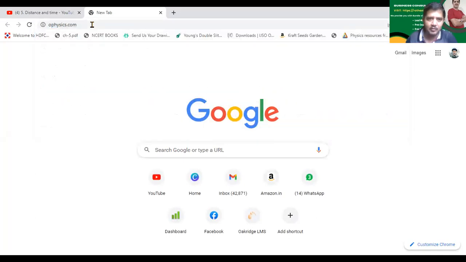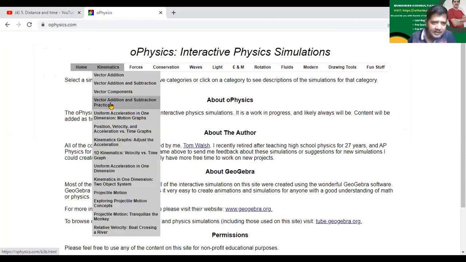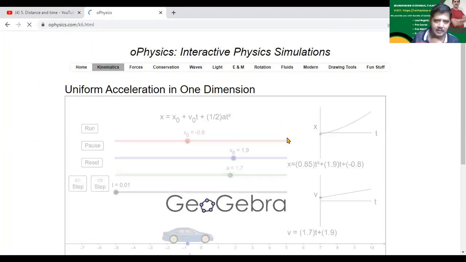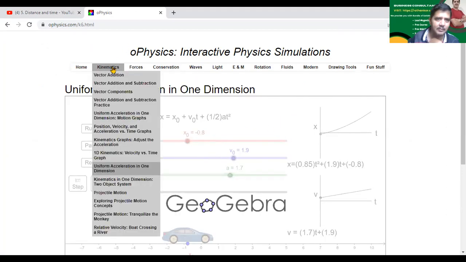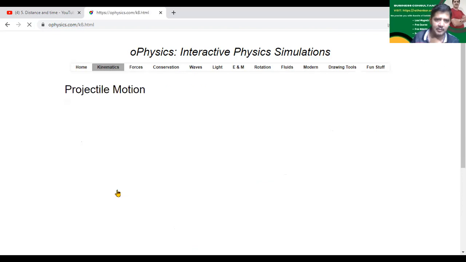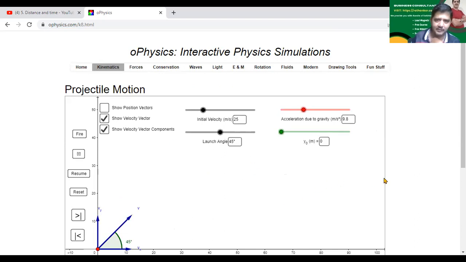So once again, I am going to ophysics.com. Here I'm going to kinematics, and I'm clicking on uniform acceleration in one dimension. Will this be sufficient? Let us find out. No, this won't give it. Let me try exploring projectile motion concepts. Maybe projectile motion. Yes, this would be helpful.